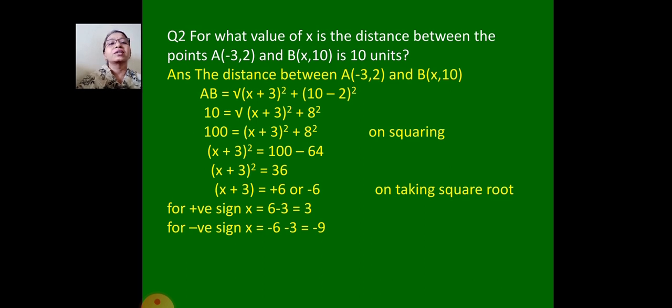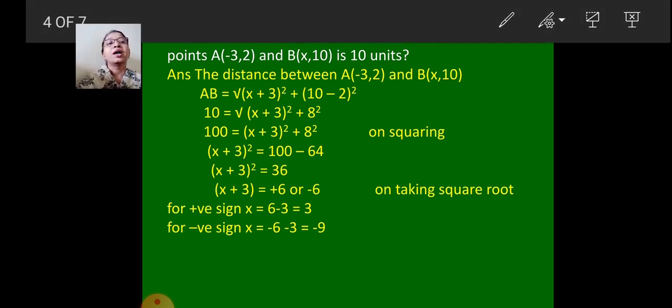Now next step, x plus 3 the whole square is equal to 100 minus, shift this 8 square is 64, shift on the other side, so you will get 100 minus 64. So x plus 3 the whole square, 100 minus 64 is 36.